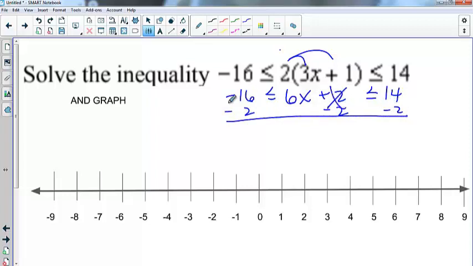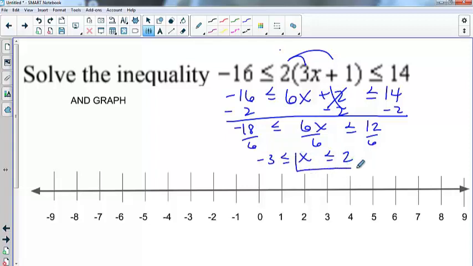So this will cancel. This gives me -18 is less than or equal to 6x, which is less than or equal to -12. So now what? Divide by 6 on every side. You get -3 is less than or equal to x, which is less than or equal to 2. So this one's good.